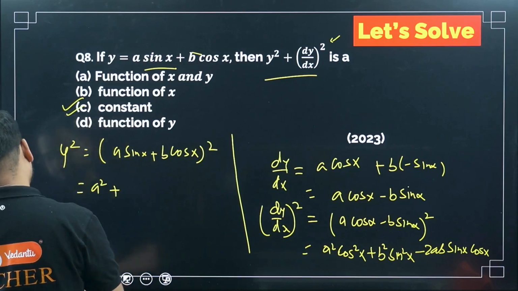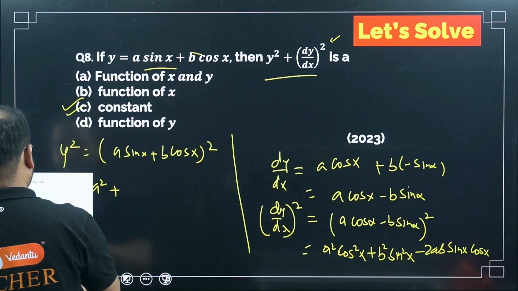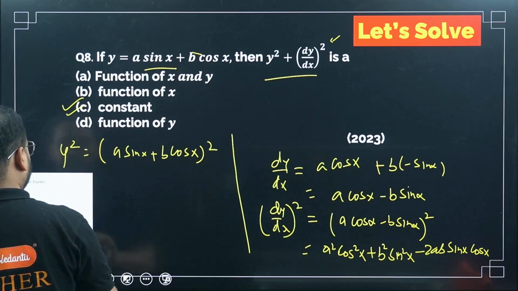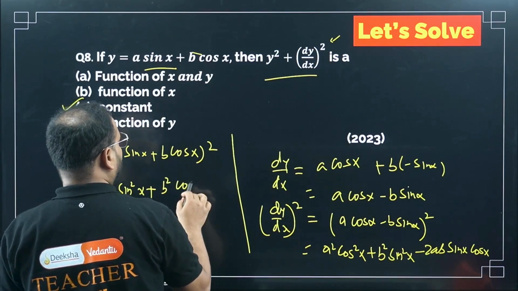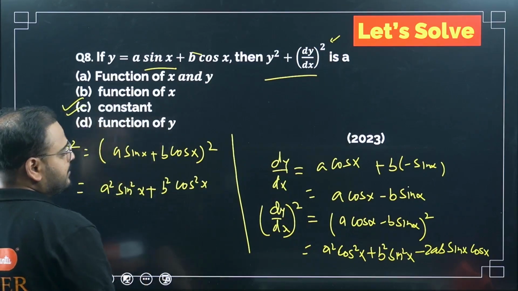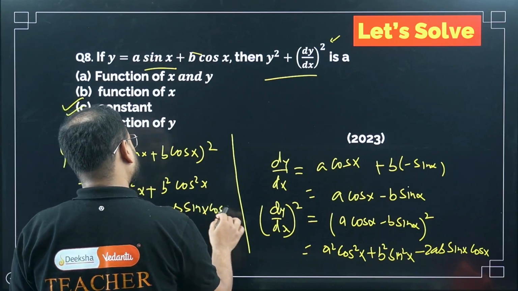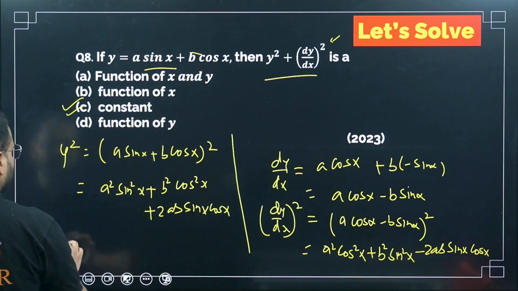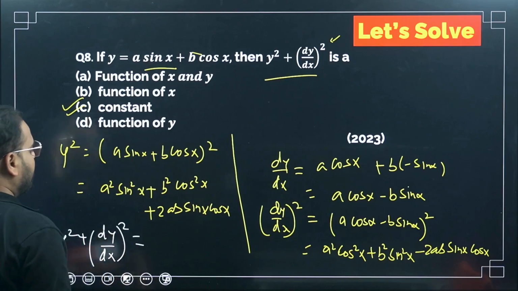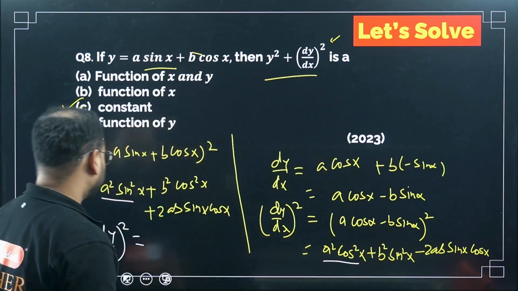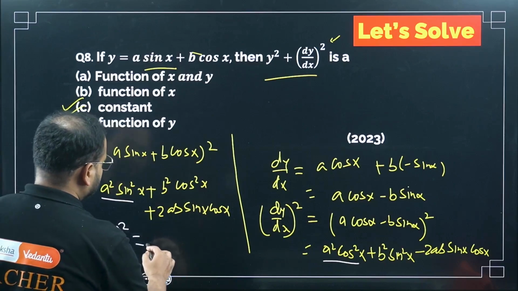I get a square, forgive me, not a square, sir. It should be a square sin square x plus b square cos square x. And what next? Please check. Plus 2ab sin x cos x. What are they asking? They are asking us to add this, y square plus dy by dx the whole square. You have to add this. If you want, I can do it on the next slide.